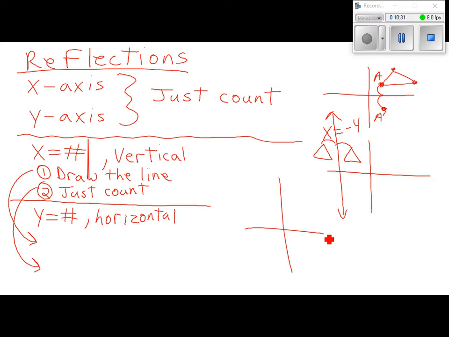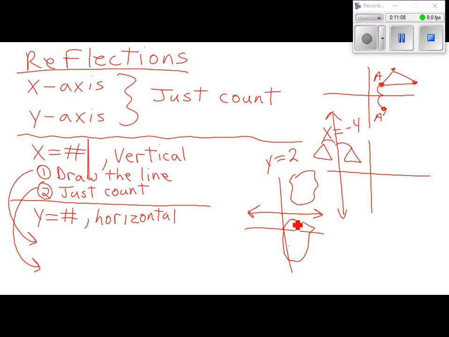So if we had some line like y equals 2, to graph it we go to where y is 2, which is up 2, and we draw in a horizontal line. If we're going to reflect this shape over that line, we just count. How far is it from here to there? And then we come down here and we put that point there. How far is this point from here to there? We come down here, we put the point in, and whatever it might look like down there. Mine doesn't look anything like it. So you just count, just like with the x-axis or the y-axis.